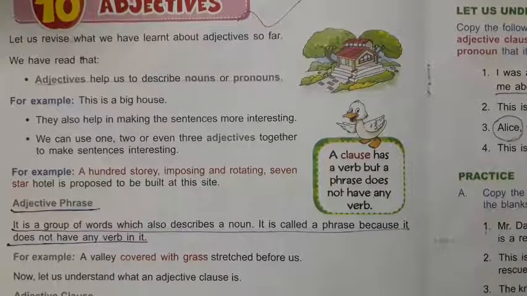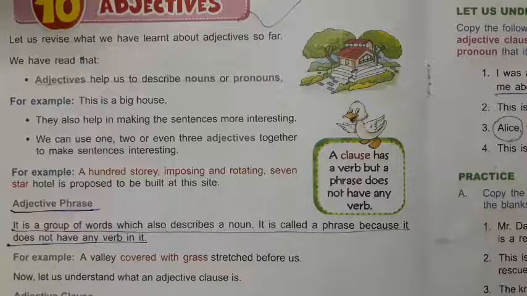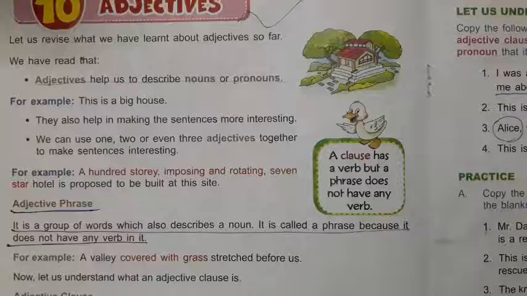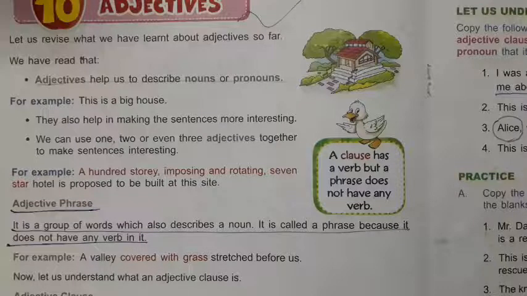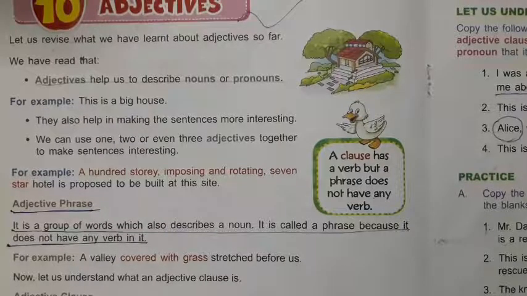Let us revise what we have learned about adjectives. Adjectives help us to describe a noun or pronoun. For example, this is a big house. They also help in making the sentence more interesting. We can use 1, 2 or even 3 adjectives together to make the sentence interesting. Like we have an example: a 100-story, imposing and rotating 7-star hotel is proposed to be built at this site.